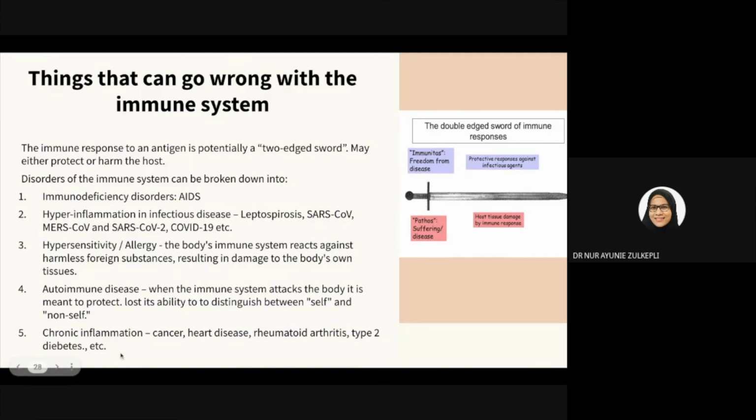And also the last one, chronic inflammation, usually occurs in cancer where cells divide too much, and in heart disease, rheumatoid arthritis and type 2 diabetes. So these are examples of where your immune system can go wrong.